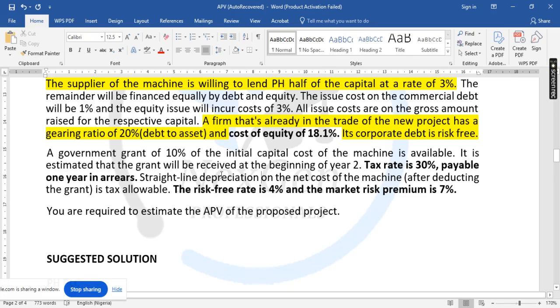After deduction of the grant, the net cost is tax allowable, which means the cost of the asset is 600 minus the grant. It is depreciation, but it is allowed for tax. So depreciation is still the same thing as capital allowance. So you need to do a tax saving on the capital allowance. Class, do we get that?